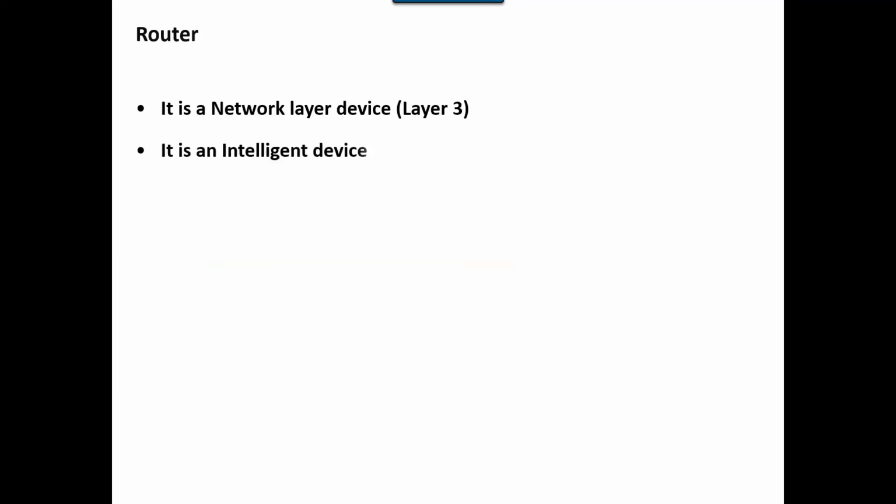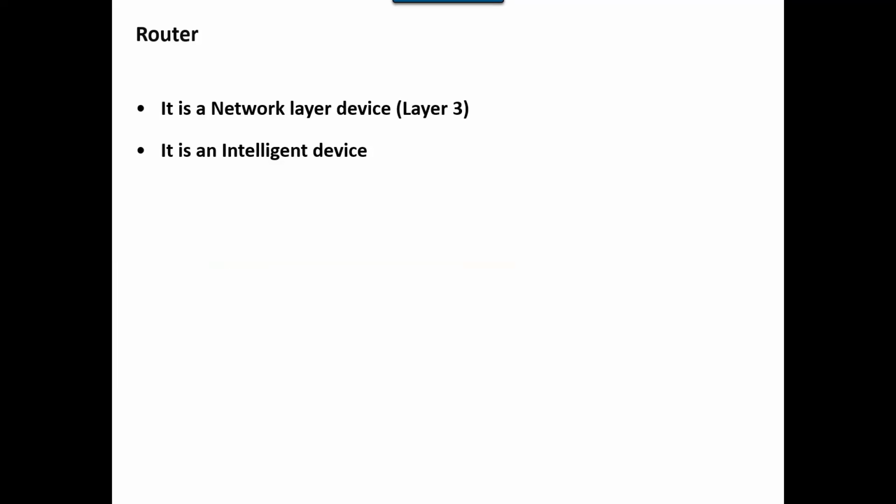We have another networking device, that is the router. So the router is a layer 3 device. What is this layer 3, layer 2, layer 1? In the OSI layers, I mean, in our next session, I will explain. Okay, it is an intelligent device because it contains a routing table.